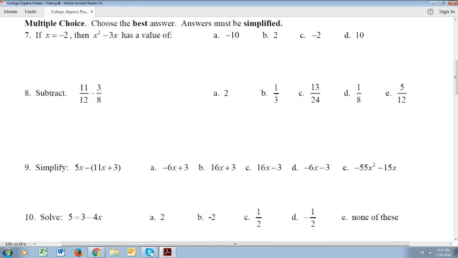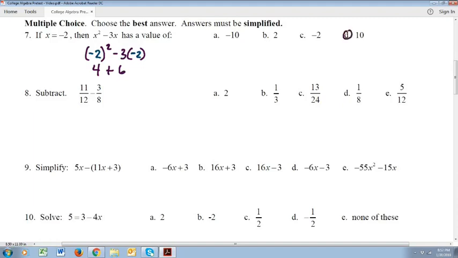Now if I were doing number 7, I would make a shell. So wherever you see an x, I'm going to put parentheses. And then I'm going to plug in my x value, which in this case is -2. And then at this point, I'm just using the order of operations to simplify this. So -2 squared means multiply two -2's. That's going to be 4. Now we have a -3 times a -2. This is going to be +6. And so you should have gotten 10 here.